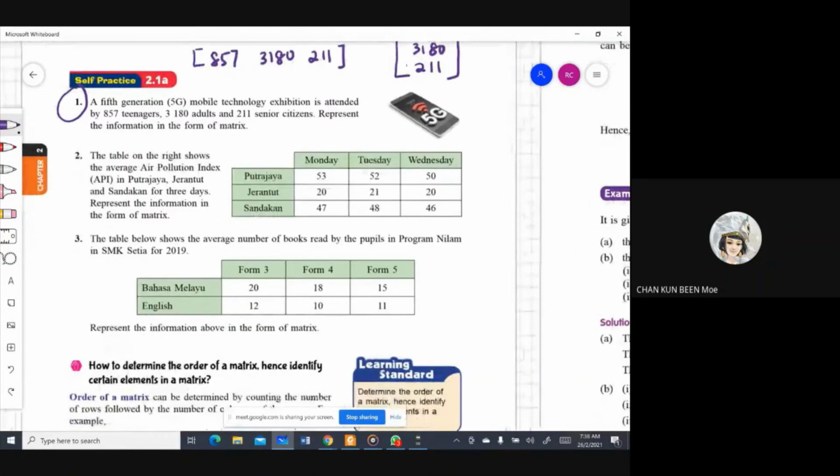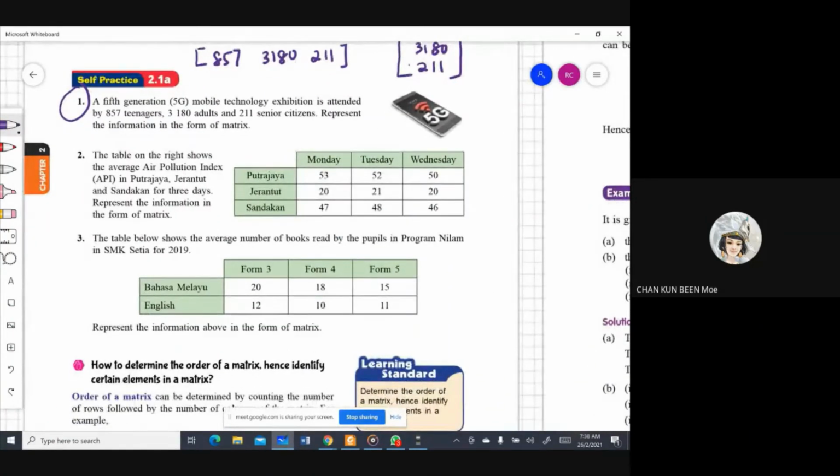Now we look at the second question, number 2. The table on the right shows the average air pollution index, API, in Putrajaya, Sarantut and Sandakan for 3 days. Represent the information in the form of matrix.